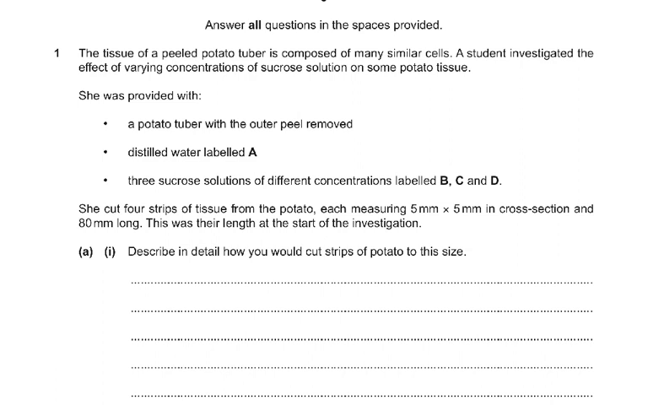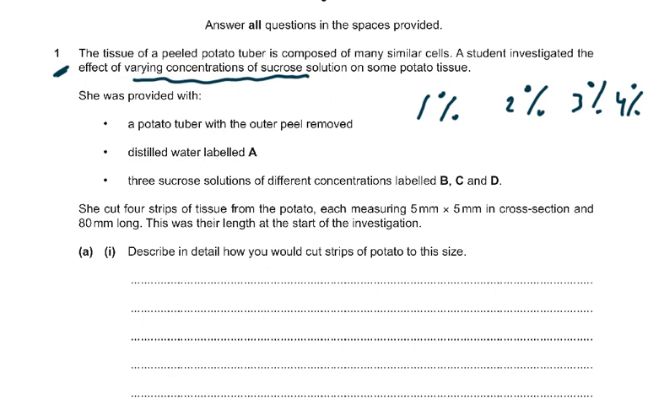Now, starting with question number 1, the tissue of a peeled potato tuber is composed of many similar cells. The student investigated the effect of varying concentrations of sucrose. Immediately you should think of 1% sucrose, 2% sucrose, 3% sucrose, and 4% sucrose. Just like you have a glass of water and you add 1 tablespoon of sugar in it, then you add 2, then you add 3. So different concentrations of sucrose solution on some potato tissue.